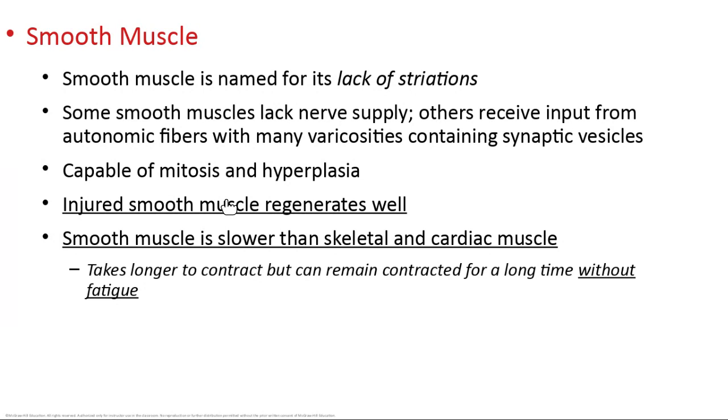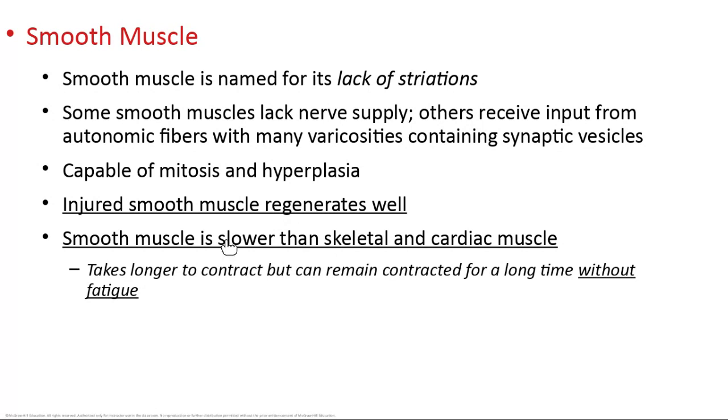It says here, injured smooth muscle does regenerate well. Unlike skeletal muscle and cardiac muscle, smooth muscle has a pretty good regenerative capacity. It does mitosis throughout life and more frequently than skeletal and cardiac. Cardiac muscle really is not going to regenerate. Skeletal muscle can regenerate. It's possible, but it's not going to be great, and it's going to take a long time. But smooth muscle is pretty good at regenerating if you do have damage to it.